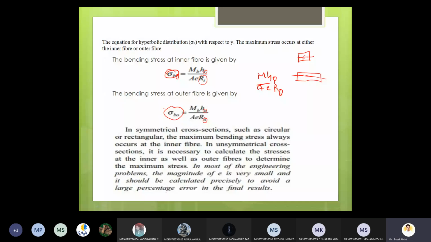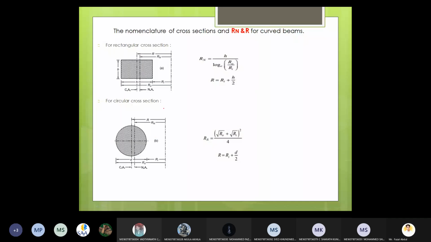Now see, this is one important thing. Just now I said this terminology is very important. Rn is nothing but the radius of the neutral axis from the center of curvature. From the center of curvature to the neutral axis, the distance is referred to as Rn. And this is R. R is nothing but the distance from the center of curvature to the central axis of the beam.